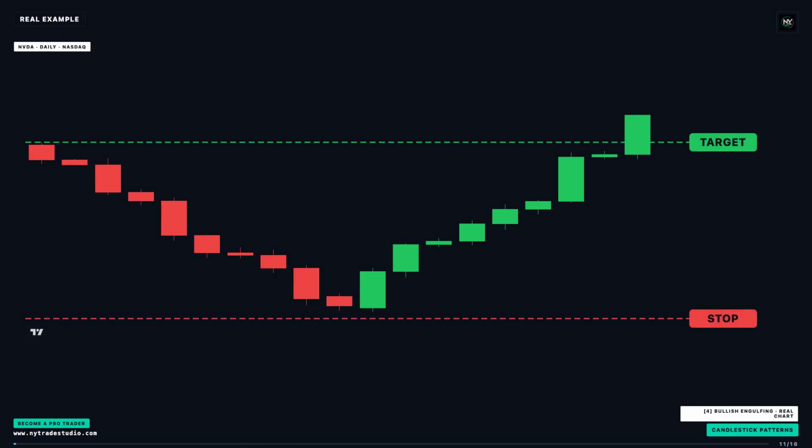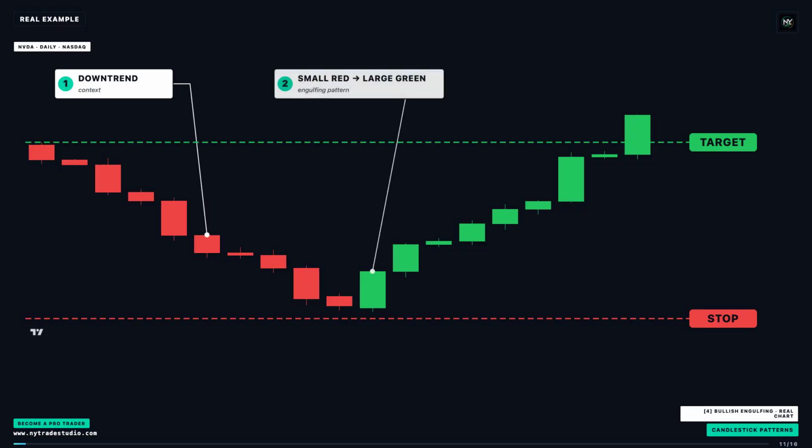Here is a real bullish engulfing on Nvidia's daily chart. Price has been drifting down for 9 sessions, selling pressure but losing momentum. First, a small red candle prints. Sellers are still in control but barely. Then the next day, a huge green candle opens lower and closes way above the previous day's open. It completely swallows the small red body.